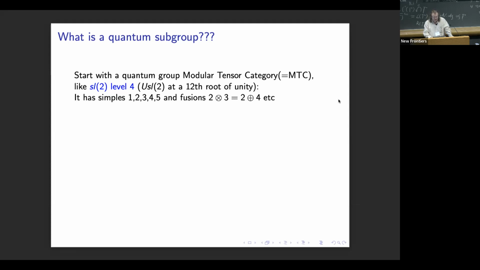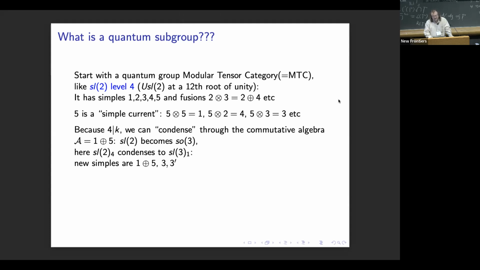And so you have fusions that we all have seen before. For example, 2 times 3 equals 2 plus 4, et cetera. One of the words I'm going to use a lot, and that we all will have different names for, is simple current. This is just an anyon that is invertible. When you tensor by it, it just permutes the other simples. So for example, 5 times 5 is 1, so 5 is its own inverse. 5 times 2 is 4, et cetera.